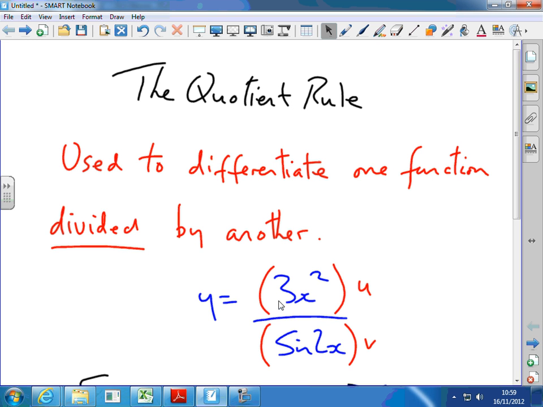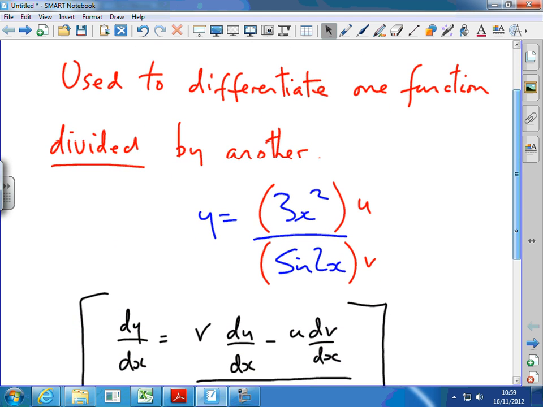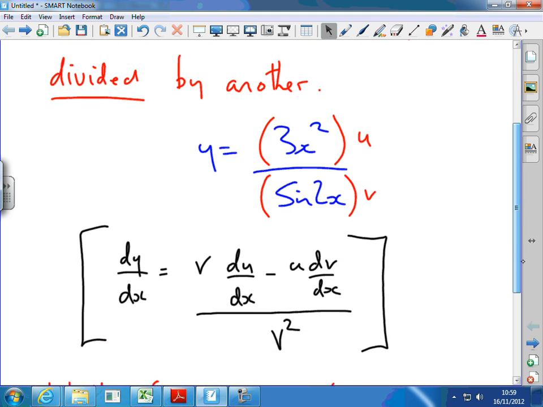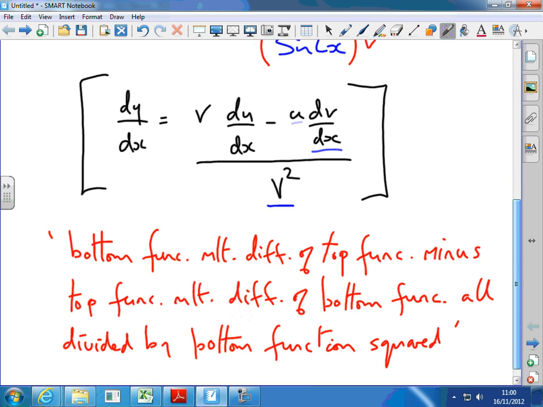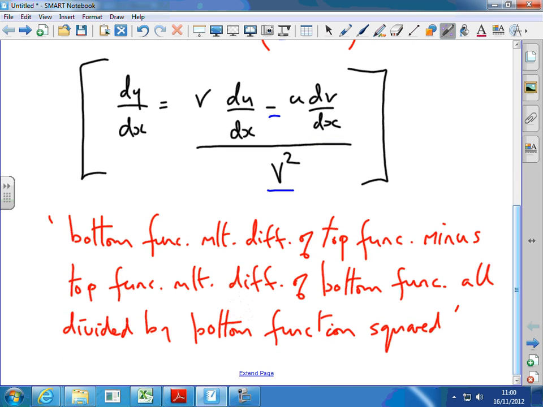And then we apply this rule, which looks quite complicated. Here it is, written down. dy by dx equals v, which is the bottom function, multiplied by the differential of the top, minus the top function multiplied by the differential of the bottom, all over the bottom function squared. So you might decide that you want to remember it like that, so there it is written. But we have to apply this thing. So let's try it with this example, the one above.